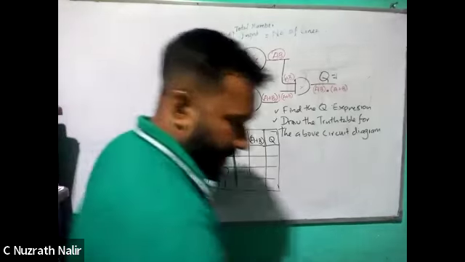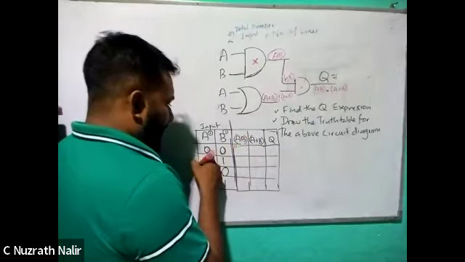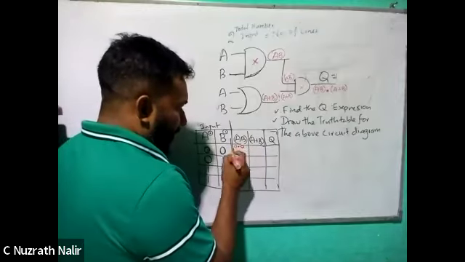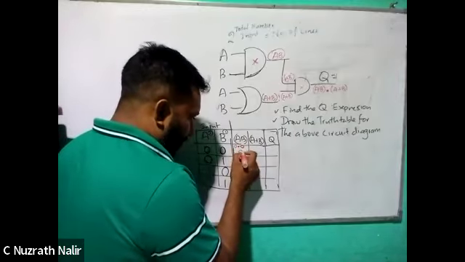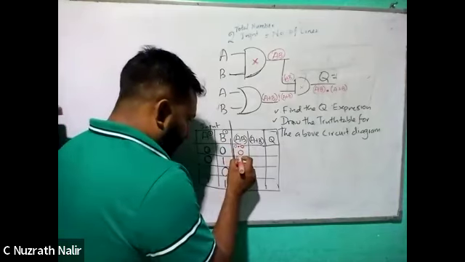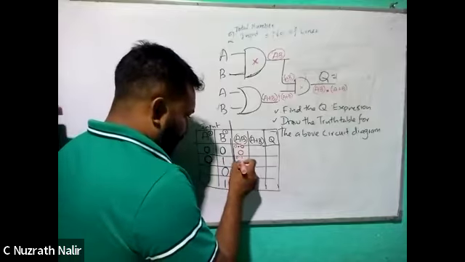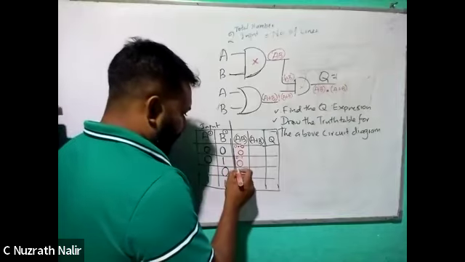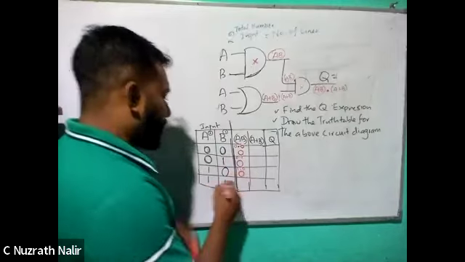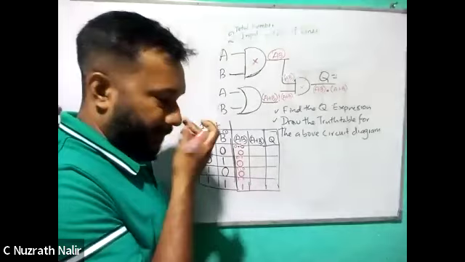Now AB. A is 0, B is multiplied with 0, A is 0, 0 into 0 is equal to 0. Then A 0 multiply with 1, 0 into 1 is equal to 0, 1 into 0, 0, 1 into 1, 1.